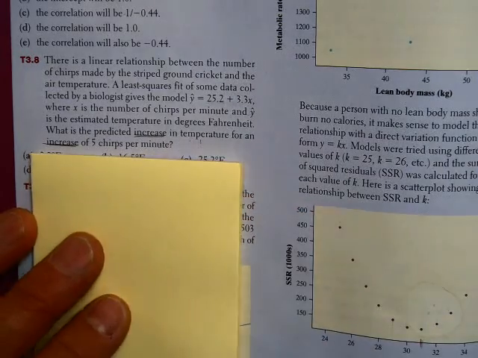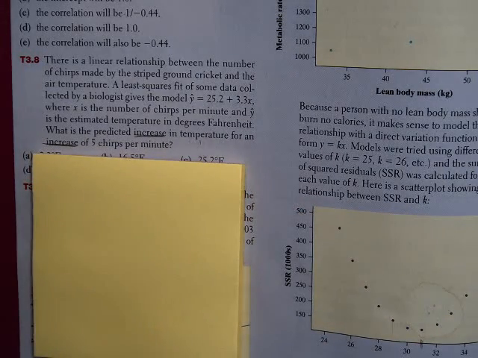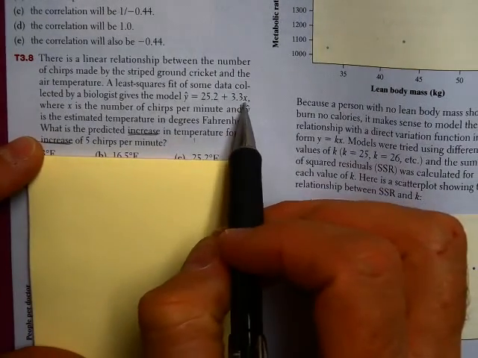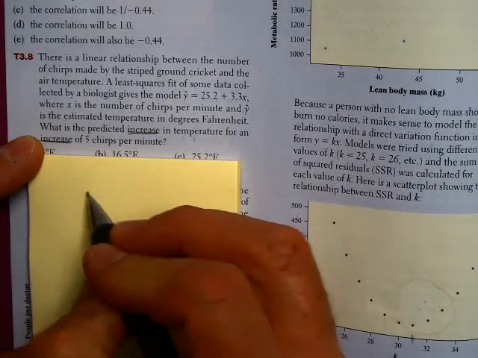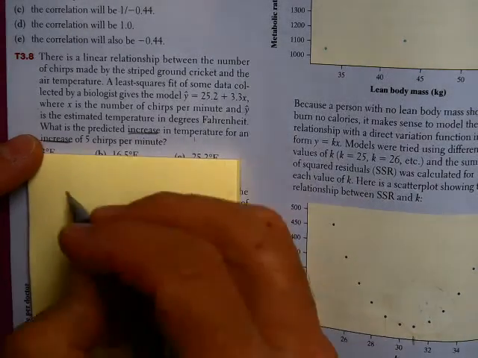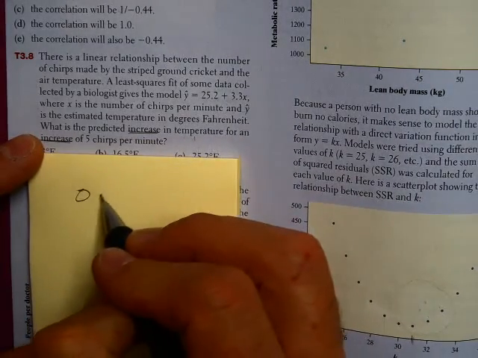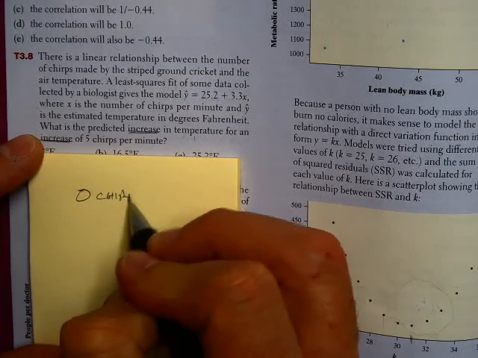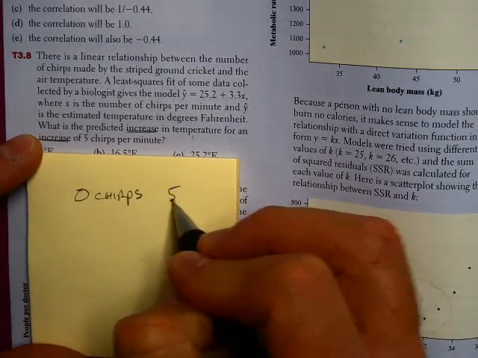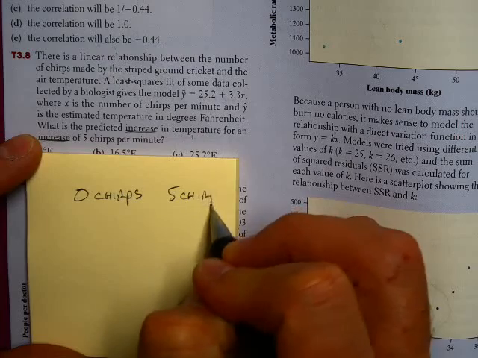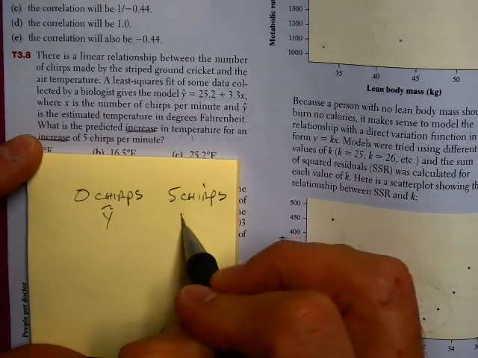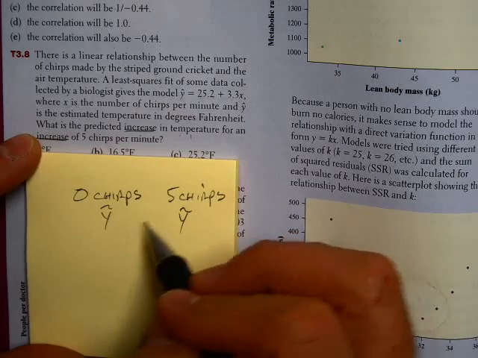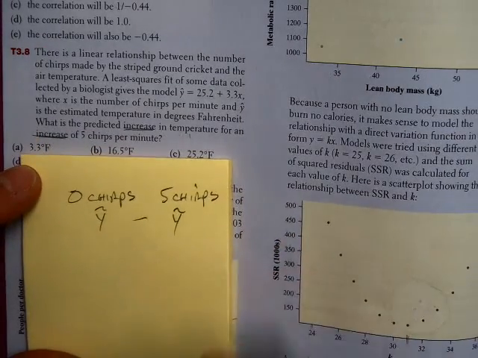So what we can do, there's a couple ways to get this done. There's sort of the short, easy way, or there's the longer way. The longer way might be simply to plug in some values here and say, okay, what if we get 0 chirps per minute and then 5 chirps? And we find those y hat values and we subtract them and we get an answer.